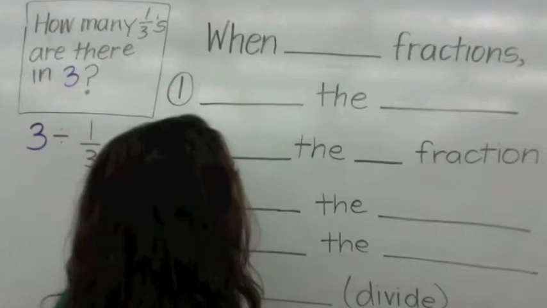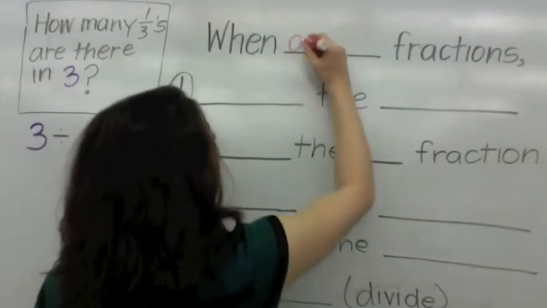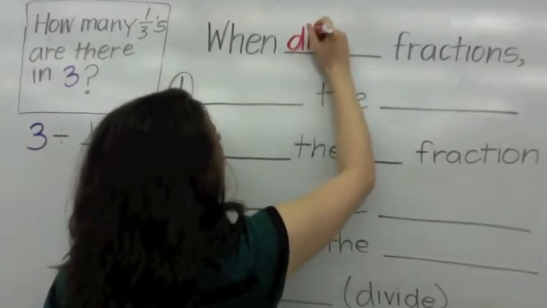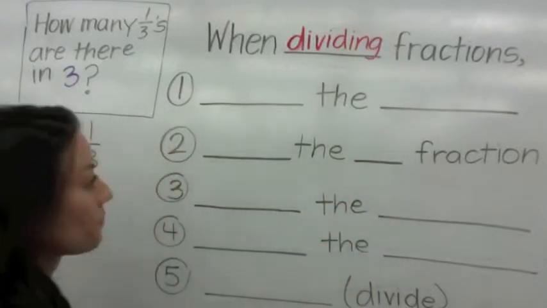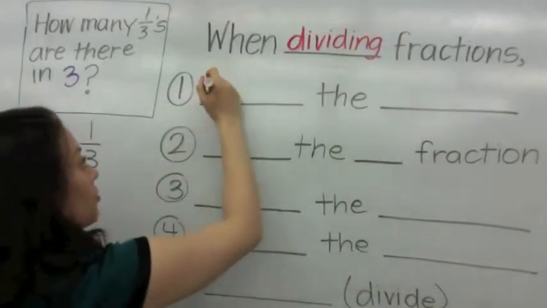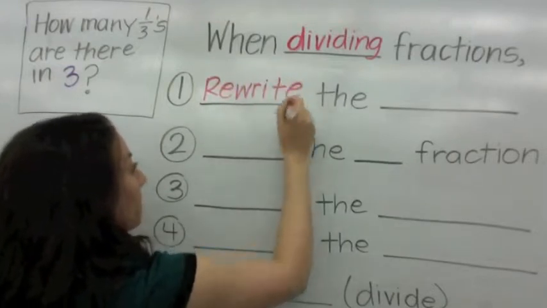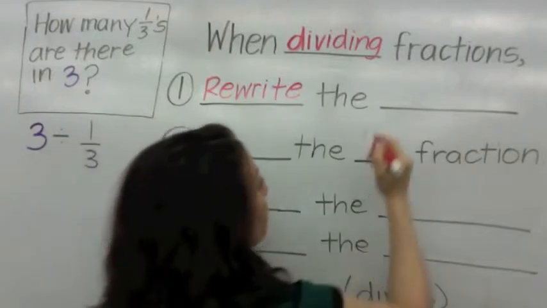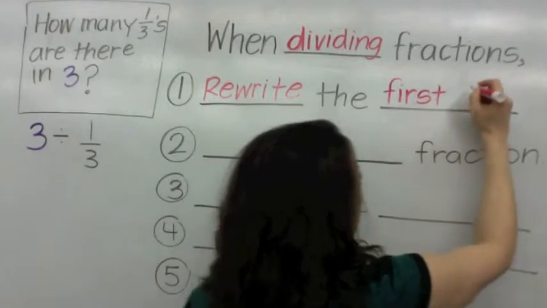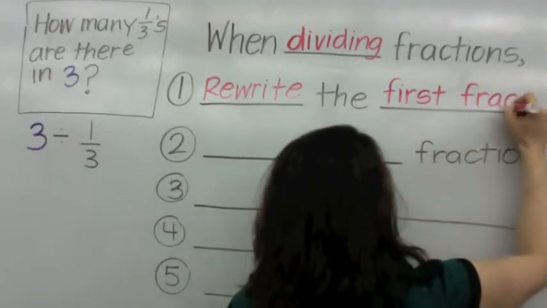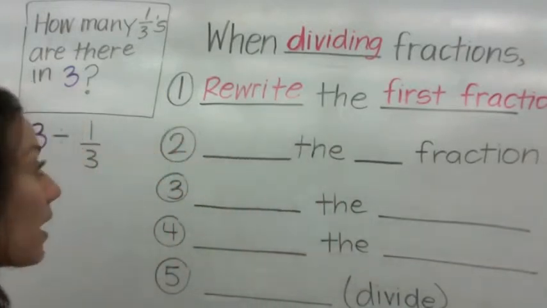So you're going to go ahead and write, when dividing fractions, first you're going to rewrite the first fraction. Okay, you're going to rewrite it. And if it's a whole number, you want to write it as a fraction.